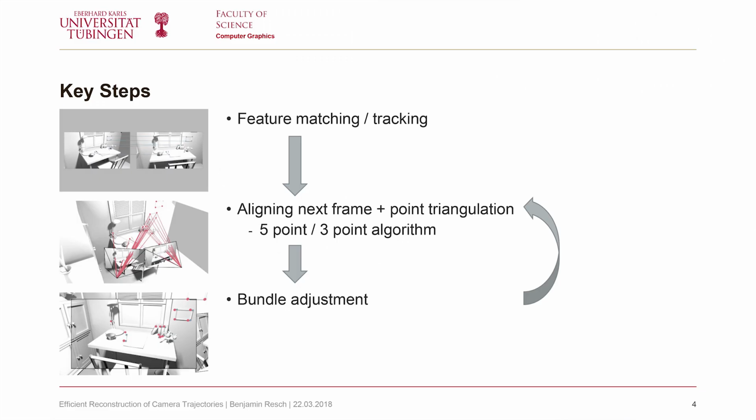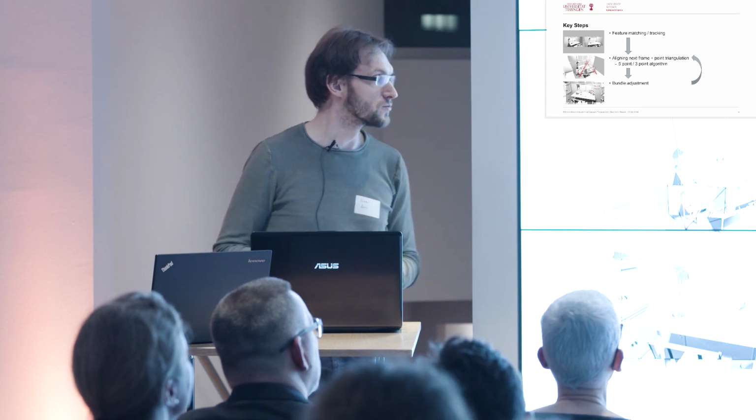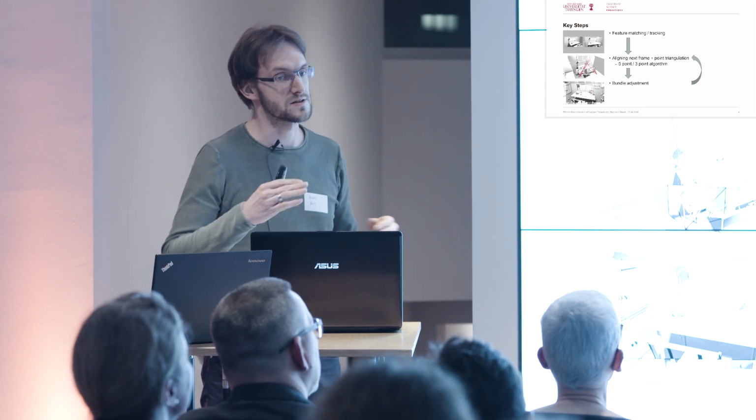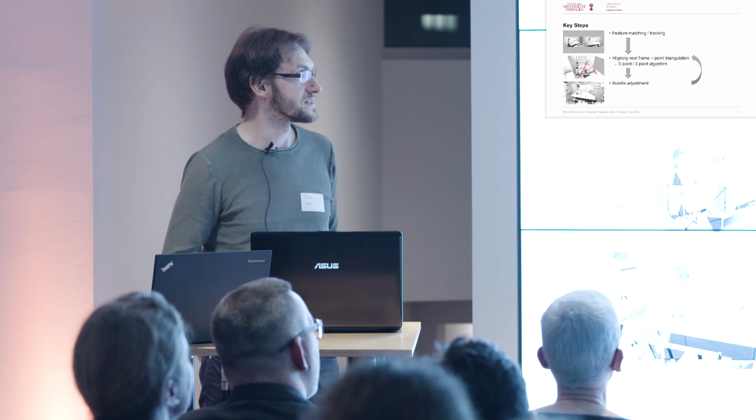Okay, so to recap, the key steps are: at the beginning you have some feature matching and tracking, then afterwards you have those 2 algorithms, the 5-point or 3-point algorithm, plus point triangulation to add other cameras, and then to keep everything consistent, you run a pass of bundle adjustment. And those bottom 2 steps are usually run in a loop. That means you always add some cameras, then you do bundle adjustment, then you add some more cameras to increase your scene size.